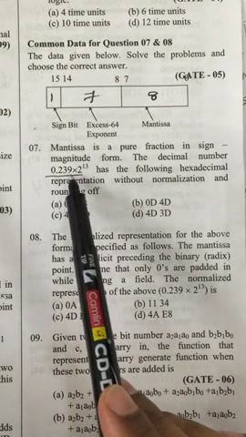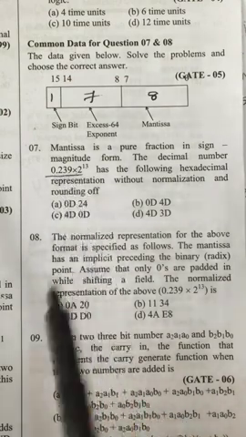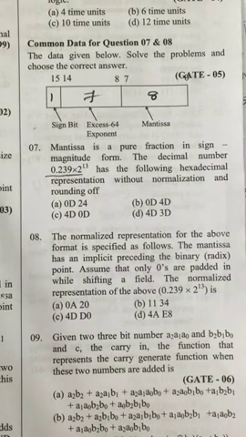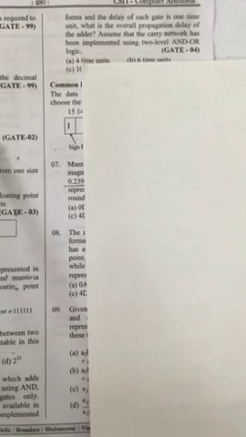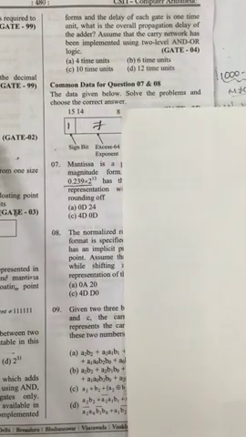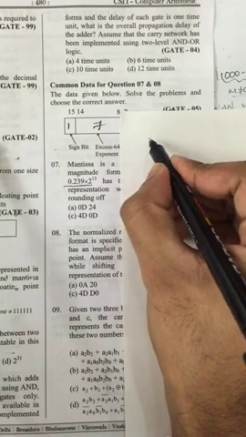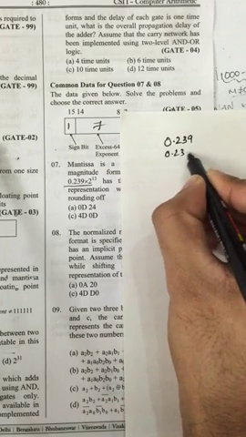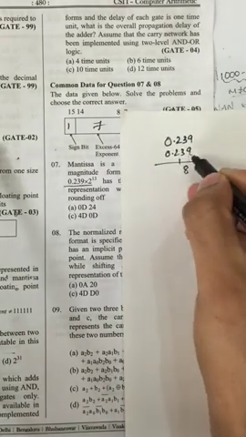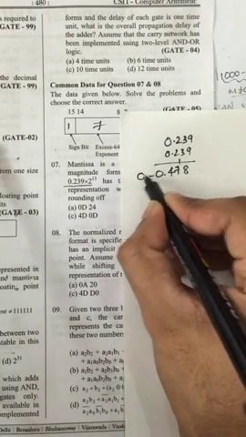So let's try to convert 0.239 into binary. Okay, I want to convert 0.239 into binary. So how to convert 0.239 into binary? 0.239 plus 0.239, we add them. It is 18, it is 7, it is 4, and I get 0 here. Therefore, 0 will be here.